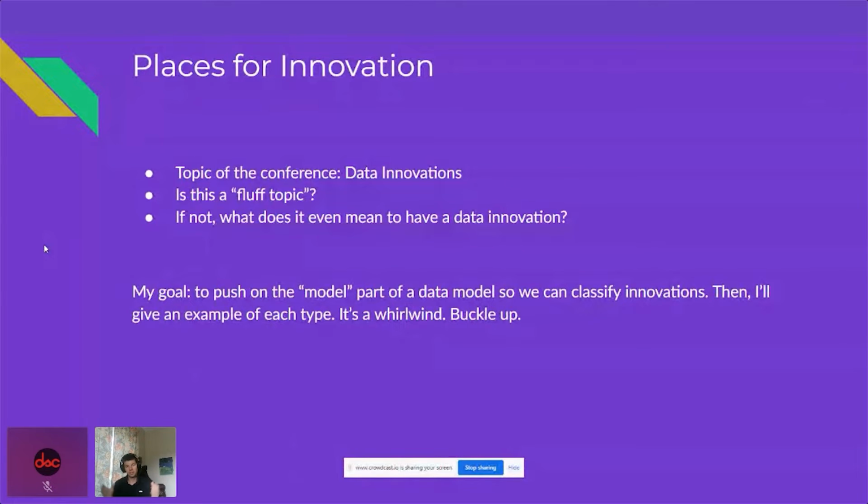So the goal here, if I want to crunch that down into a more precise thesis, I'm going to push on the model aspect of a data model. And we're going to talk about how we can classify innovations surrounding that model. And I'll give an example of each of the types.